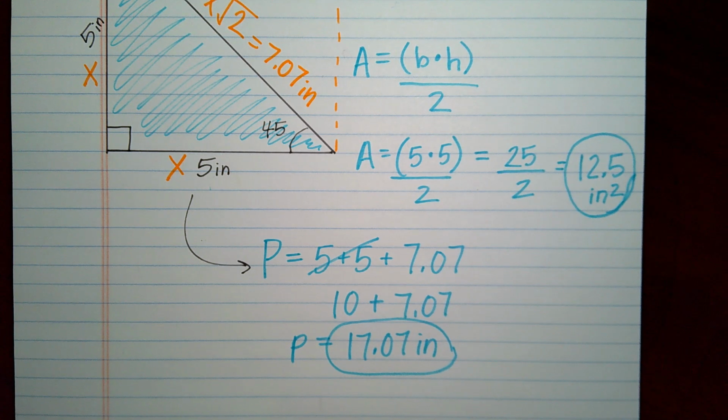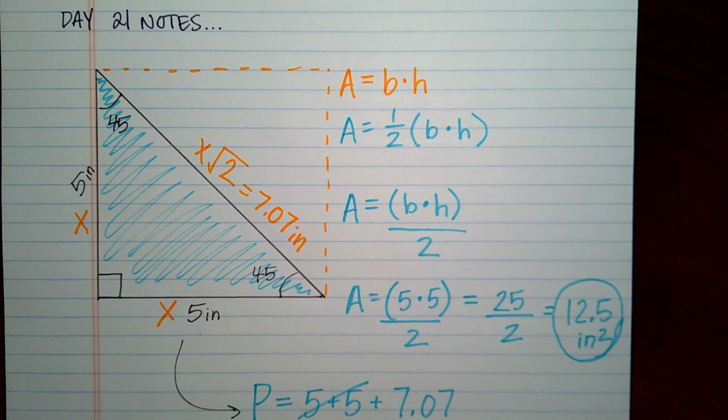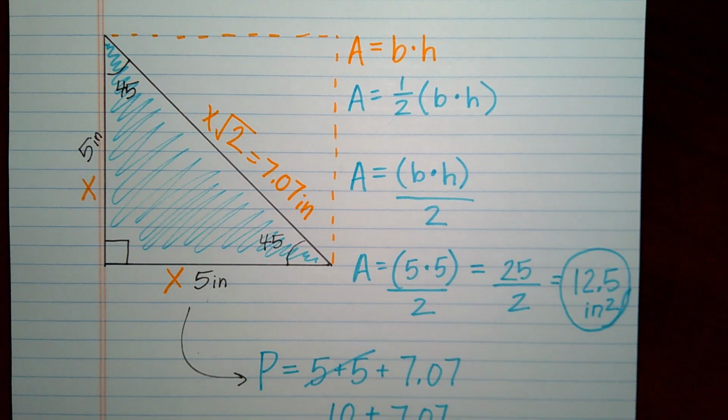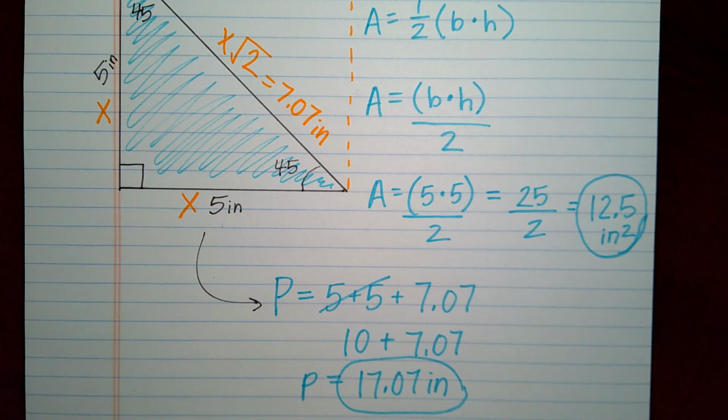Okay, so there's a little sneak peek into the triangles, and we will do more with this next time, but there is no exit ticket today. I'm going to give y'all a little break. And that is it. That's our lesson for today. Just a little review of area and perimeter, and then looking at these triangle areas and perimeters. So we will be doing more of this tomorrow.